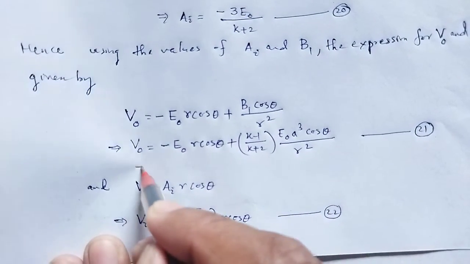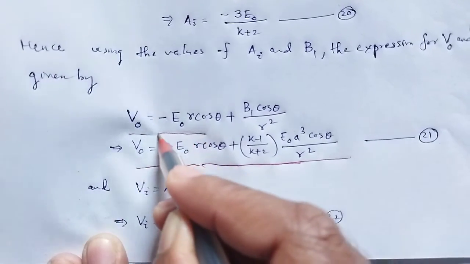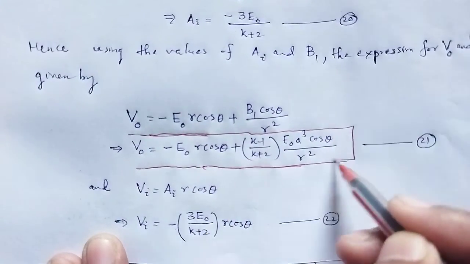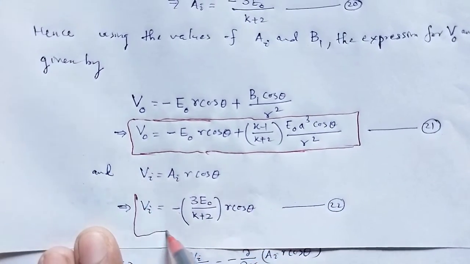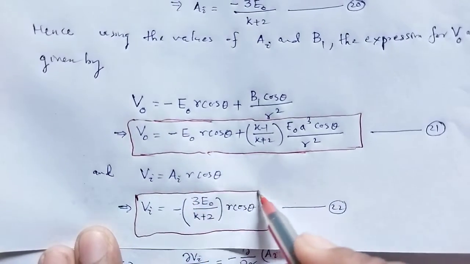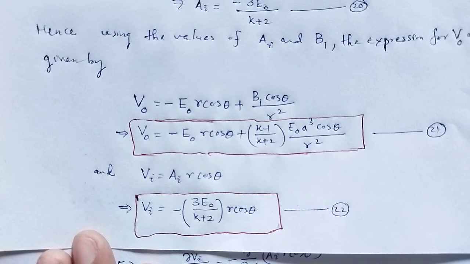This is the V outside, that is the potential outside of the sphere. This one is the V inside, that is the potential inside of the dielectric sphere.